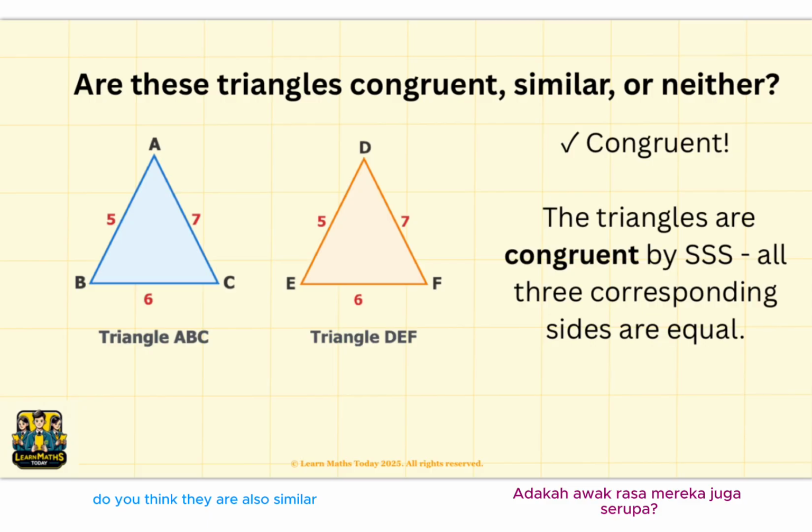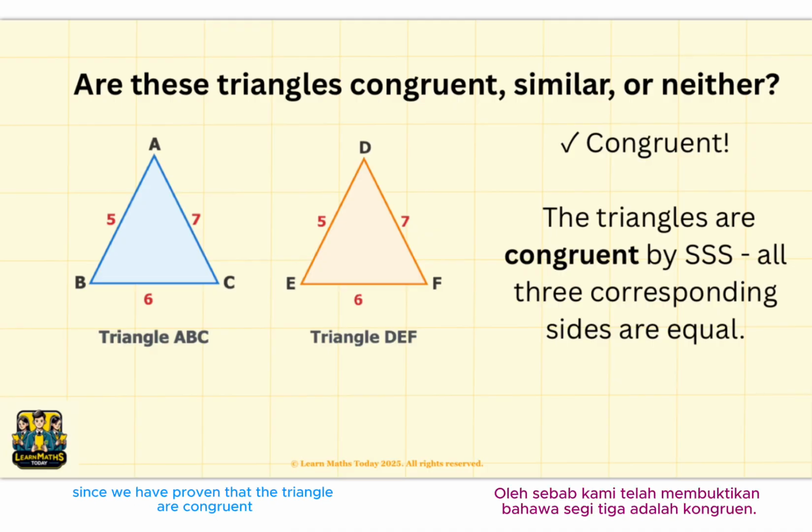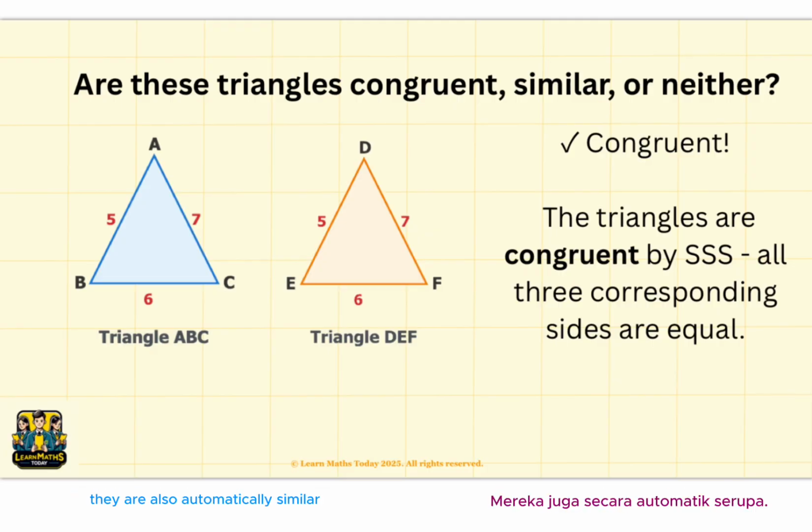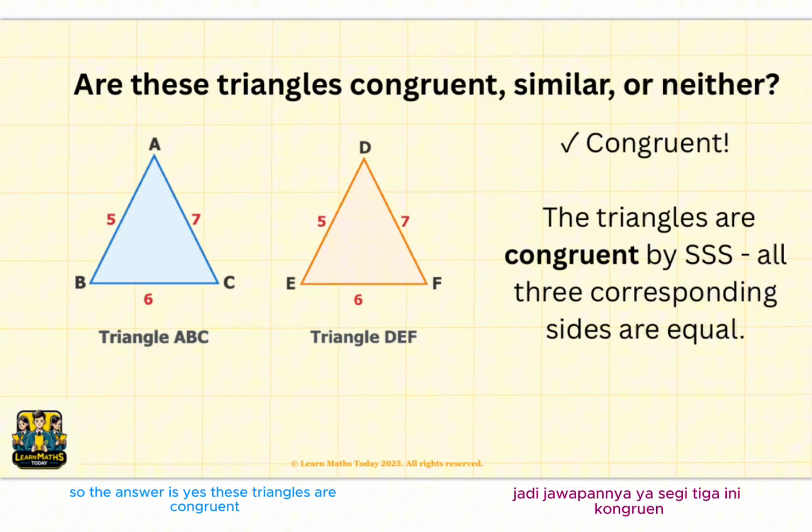Are they also similar? Yes. Remember that we have said that all congruent shapes are also similar. Since we have proven that the triangles are congruent, they are also automatically similar with a scale factor of 1:1. So the answer is yes, these triangles are congruent, and because they are congruent, they are also similar.